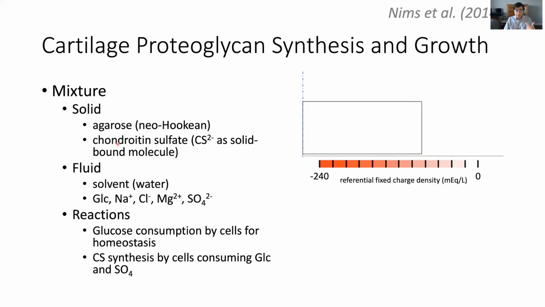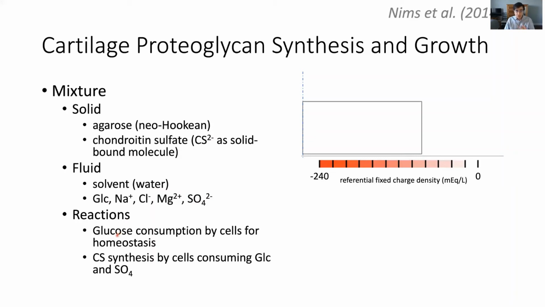Then I need to recognize that among the molecules that the cells make are these proteoglycans, which are made up mostly of chondroitin sulfate. Chondroitin sulfate is a charged molecule, and it binds to the solid matrix. So we model it as a solid-bound molecule. But there's a fluid inside, there's a fluid in the bath. The fluid contains water. It contains glucose as a nutrient that the cells need to make the matrix. It also contains sodium chloride, magnesium, and sulfate. Sodium chloride, because that's what our biological fluids contain. Magnesium and sulfate, because I want to convert the sulfate to chondroitin sulfate in a reaction that produces proteoglycans.